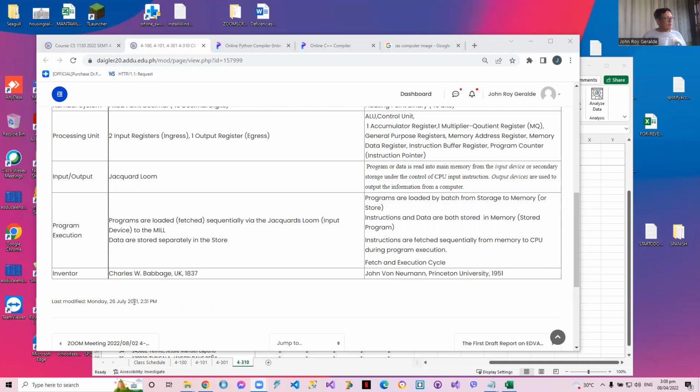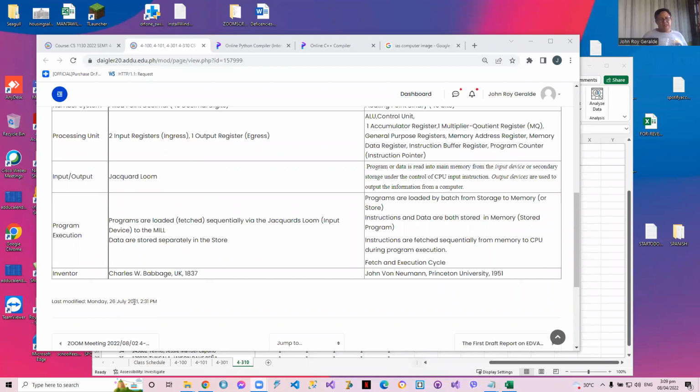Now, these programs are fetched instruction per instruction sequentially from one card to the next. Diba? It is fetched, executed, fetched, executed. Data is stored in the punch card, or rather, the instruction is in the punch card, and data are stored in the store. Diba? Variables are in the store. So there's separate storage between data and instruction. Okay? Do you follow? So ang data nasa store, ang instruction nasa Jacquard loom.